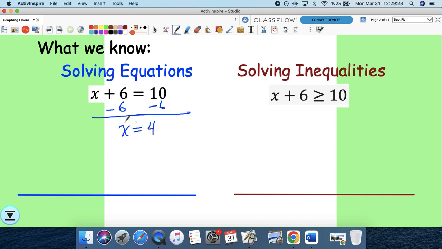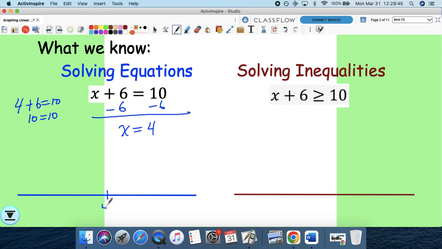And we can check. Right, so instead of x, let me put 4. I get 4 plus 6 equals 10. 4 plus 6 is 10, which equals a 10 on the other side. So the 2 expressions are equal to each other. And there's nothing else in this world except 4 that will make that equation true.